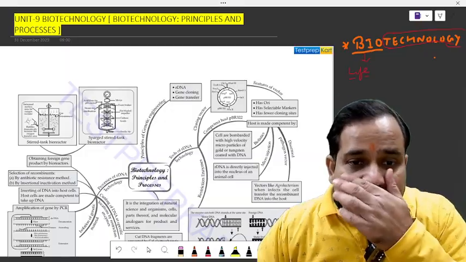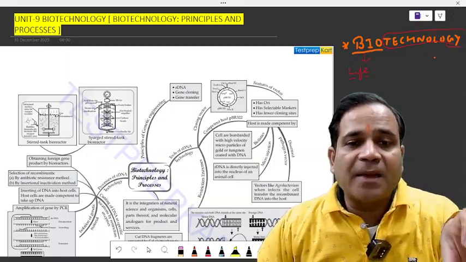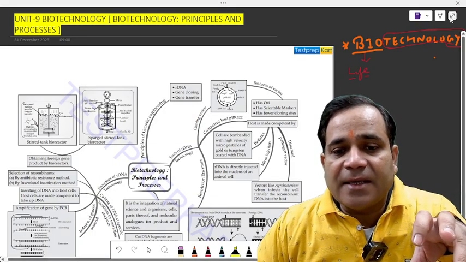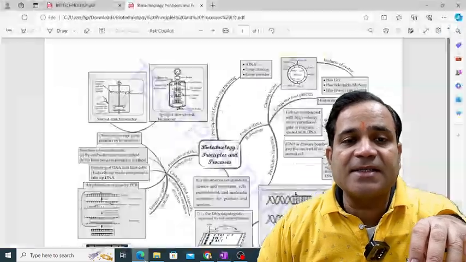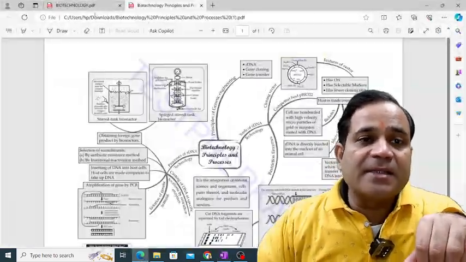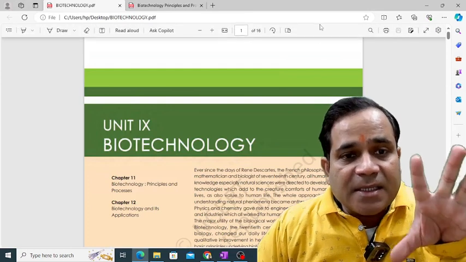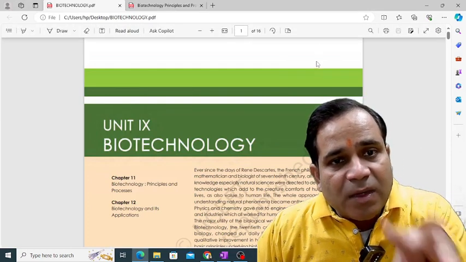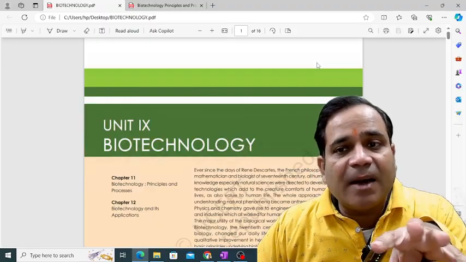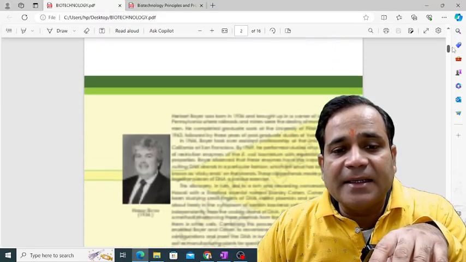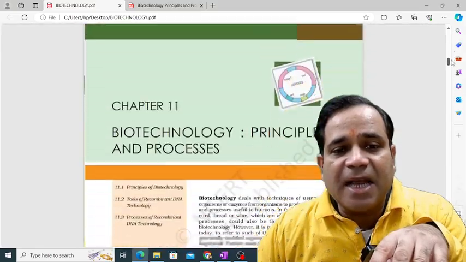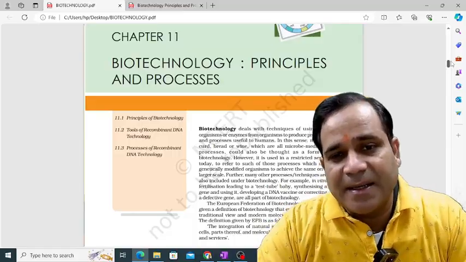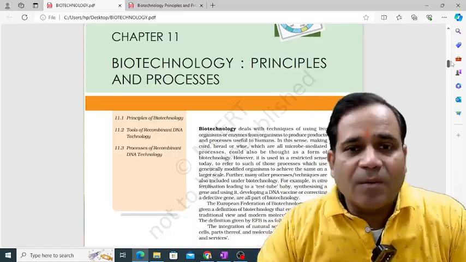In this mind map, I'm going to tell you about biotechnology with the help of what is given in NCERT also. See here in NCERT, this is Unit 9 Biotechnology, and here is chapter number 11, Biotechnology: Principles and Processes.